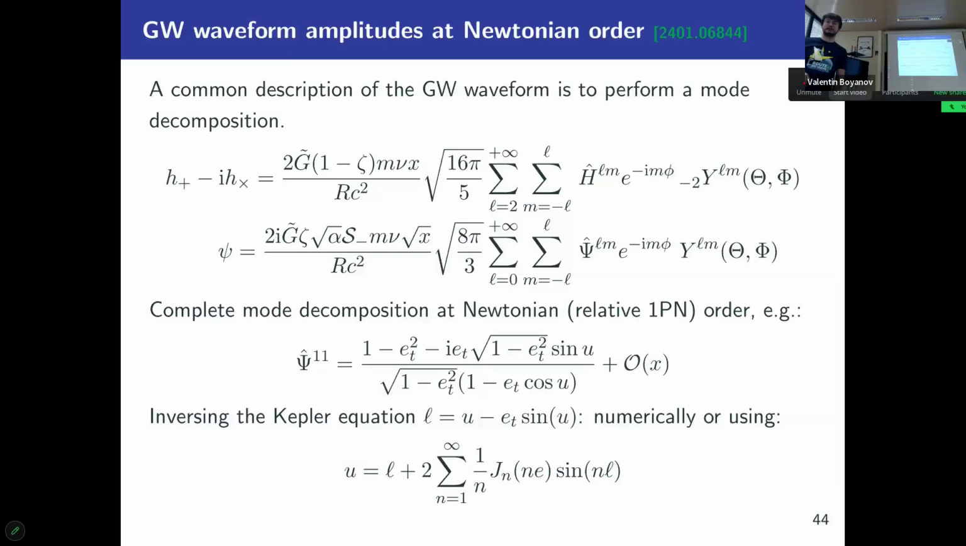Just in passing, using the quasi-Keplerian parametrization, I was able to obtain at some low post-Newtonian order, so that's relative 1 PN, the amplitudes of your gravitational wave and scalar field. This is what I've shown you before for circular orbits; I get something similar, and these amplitudes oscillate with the orbital period.